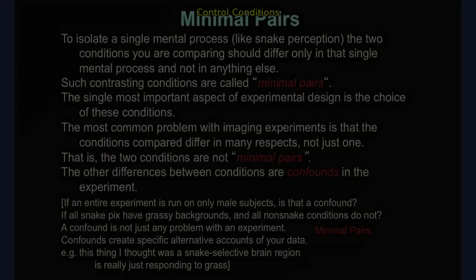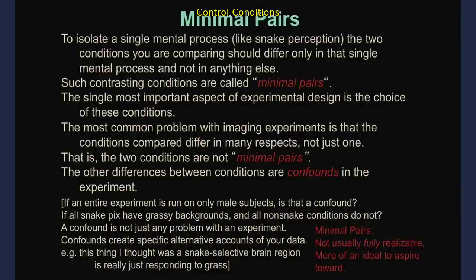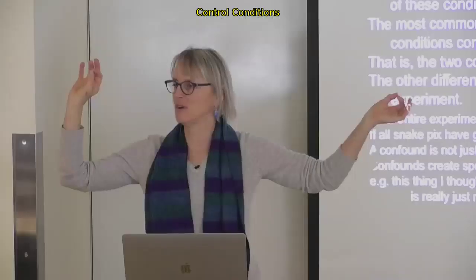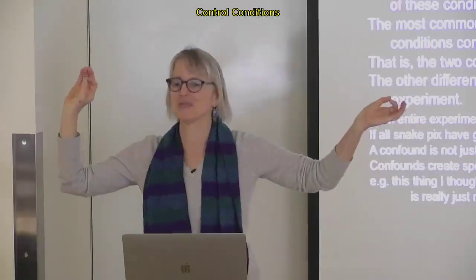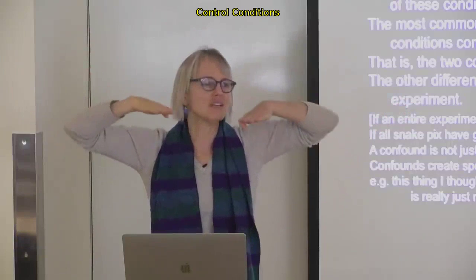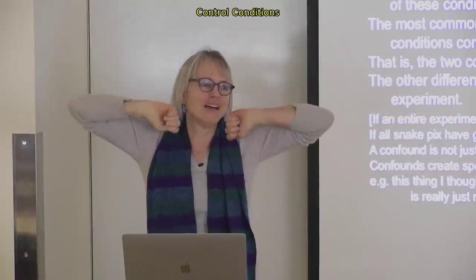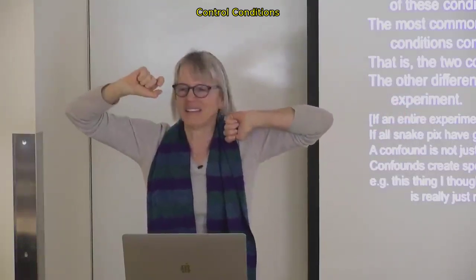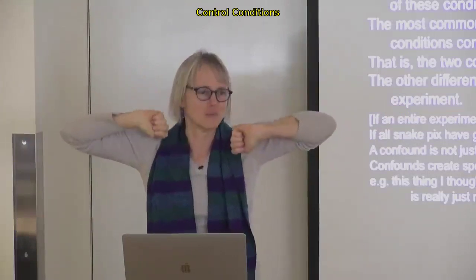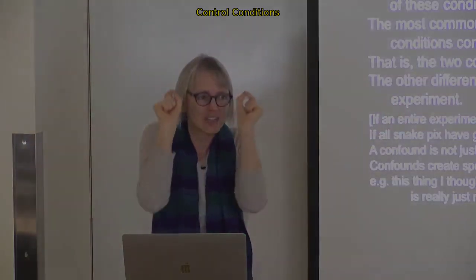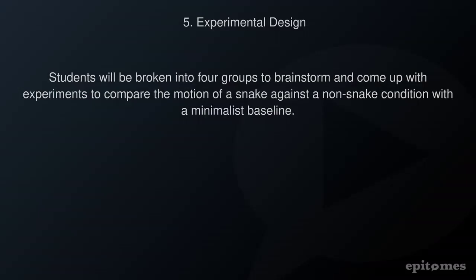So all of that said, minimal pairs are kind of like a platonic ideal of experimental design. They're what you aspire toward, but you can never really do it, right? If the two conditions were identical, except for this one little thing, they'd be identical, right? You can never totally pull it off, okay? But you can track the little ways in which you fail.